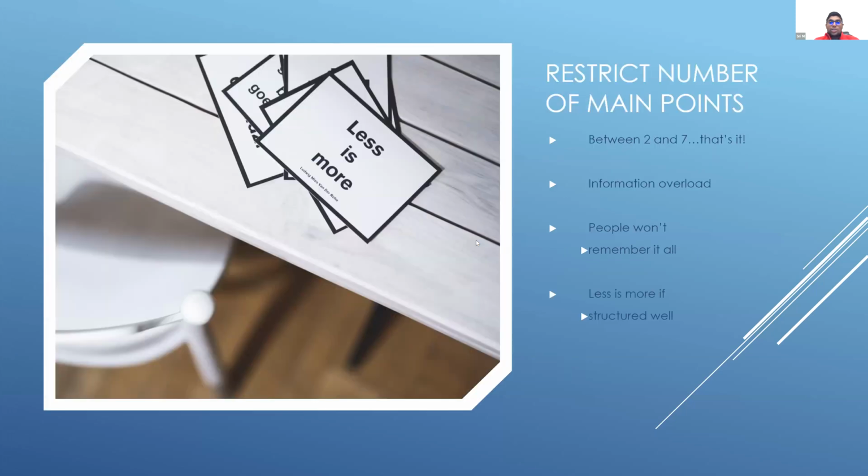You also want to restrict the number of main points. One second, guys.